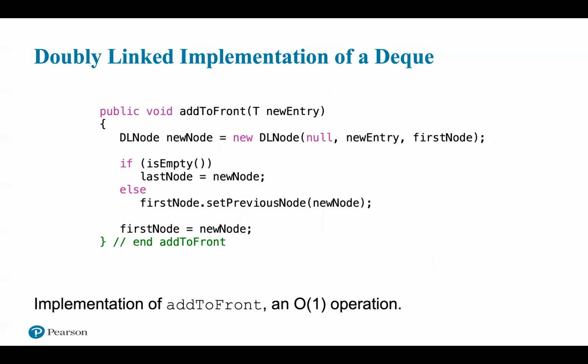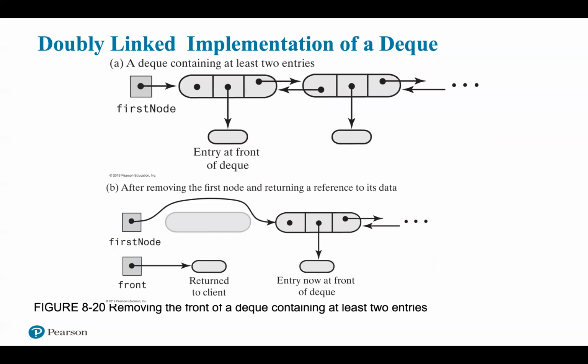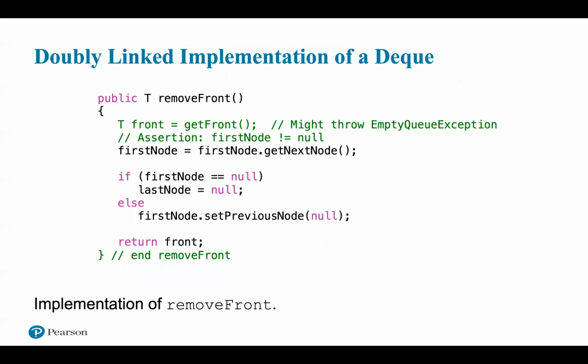As given here, both addToFront and addToBack are O(1) operations. And you can see some of those details of how it's implemented. Aside from its name, the methods differ from dequeue only in the addition of the else clause. Figure 8.20 illustrates the effect of removeFront for a deque of at least 2 entries.